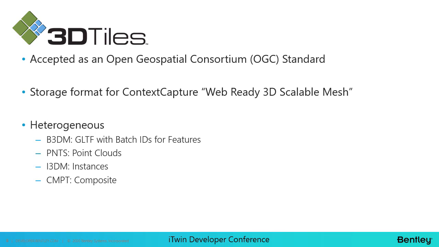3D tiles was accepted as an Open Geospatial Consortium standard, and it is the format that we use to store ContextCapture web-ready 3D scalable meshes. It's a heterogeneous format. It includes B3DM, which is essentially glTF with feature tables. The PNTS tile format is for point clouds. I3DM supports instance data, and CMPT supports composites of the different formats.